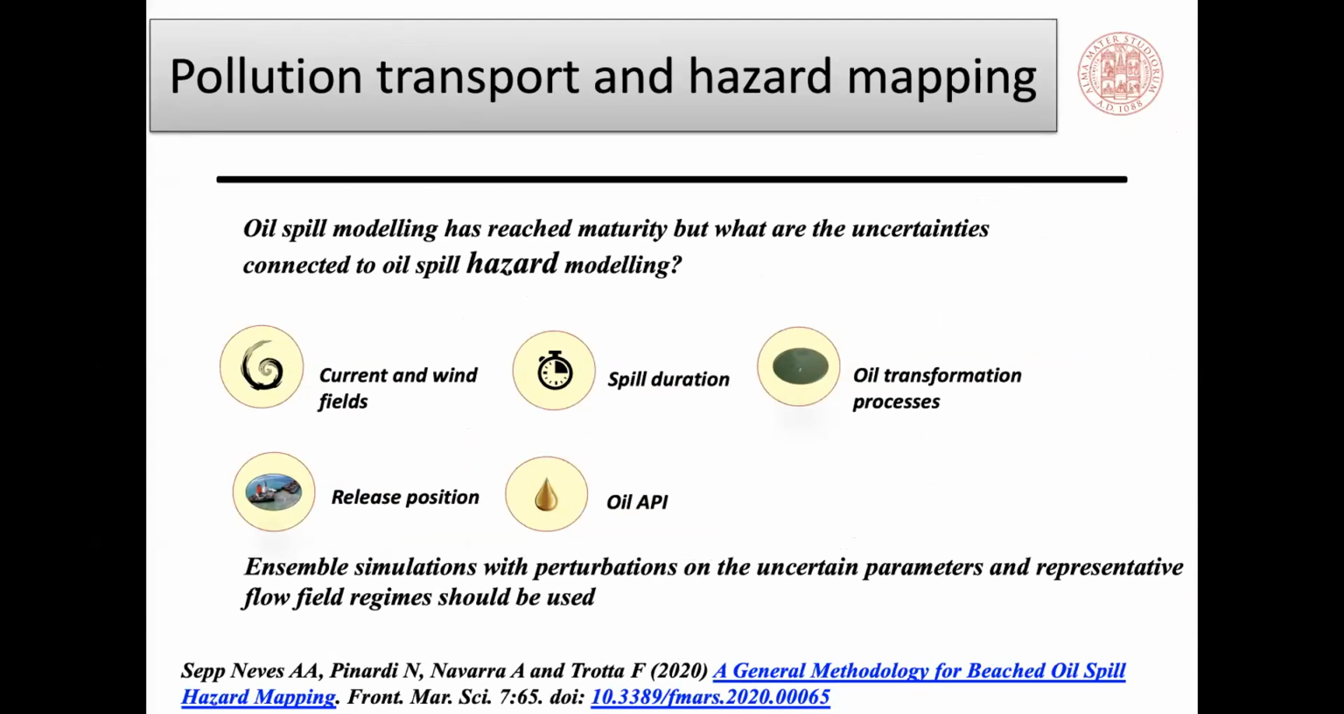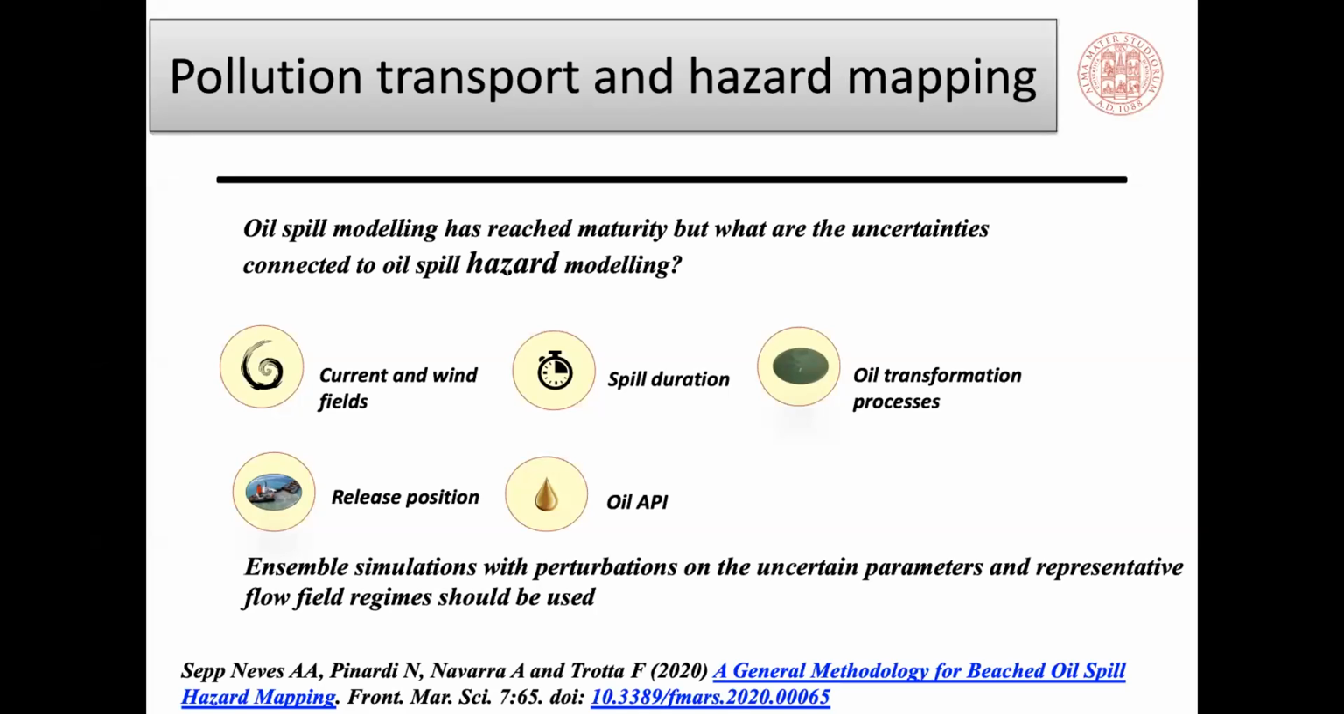Yes, so now we jump to another issue, which is pollution transport and hazard mapping in general. We have several uncertainties, as was already presented before. We are also concerned with being able to deal with these uncertainties. So we need a probabilistic approach, and normally when you do simulations, you use ensemble simulations, perturbing the unknown parameters or using different models that represent different processes.